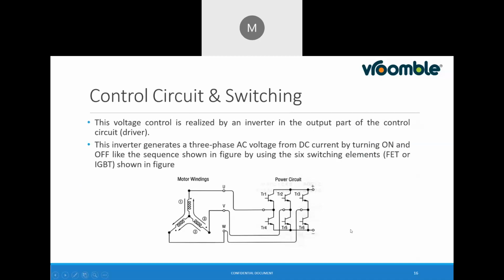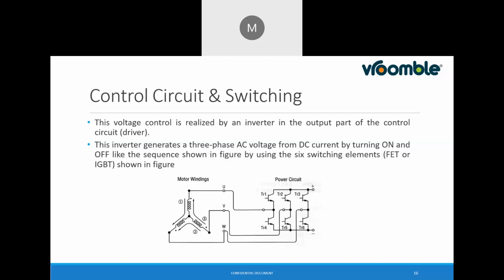Now, when that signal is given, what happens inside the controller? The voltage control is realized by an inverter in the output part of the control circuit, or we can call it a driver. This inverter generates a three-phase AC voltage from DC by turning on and off in the sequence shown in the figure below. That is basically six switching elements, FETs or IGBTs, right? So basically, they are transistors, the switching units, as we know.